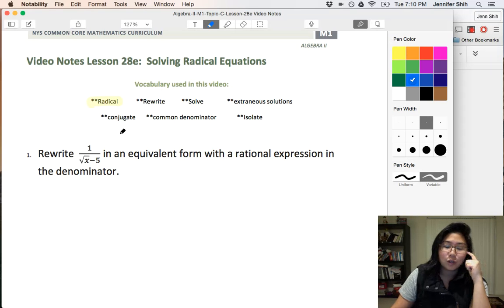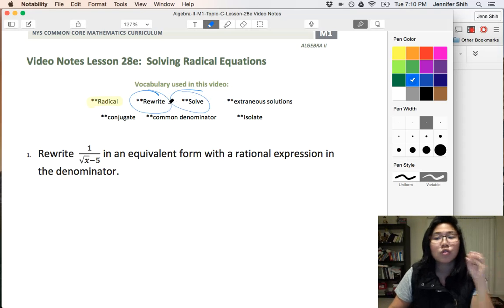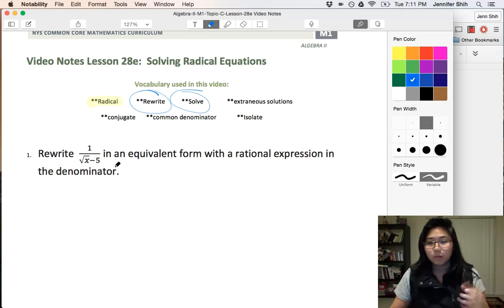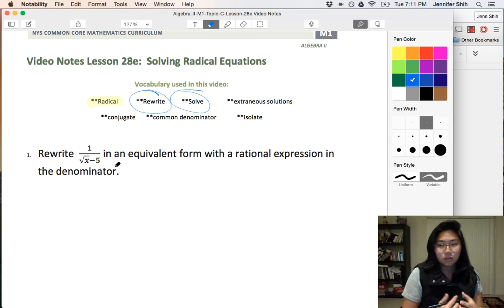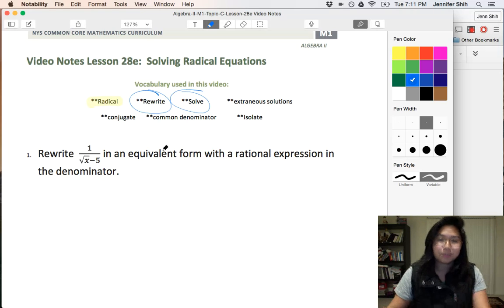We are going to do two examples today. One of them, we are going to rewrite an expression, and then the other one, we're going to solve the equation. And so when I say rewrite, it says to rewrite this expression in an equivalent form. So we're not going to get an answer like x is equal to. We're just going to rewrite it so that it is equivalent, but we are going to manipulate the denominator.